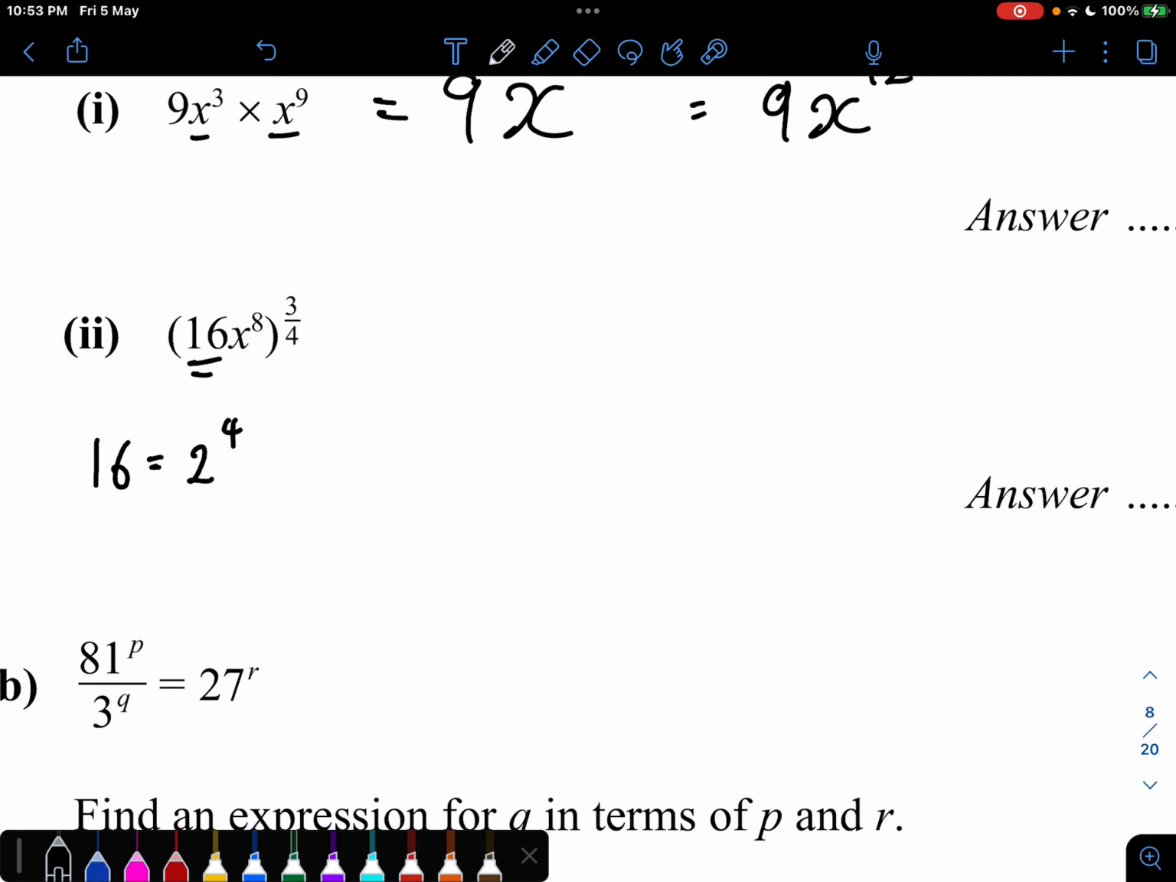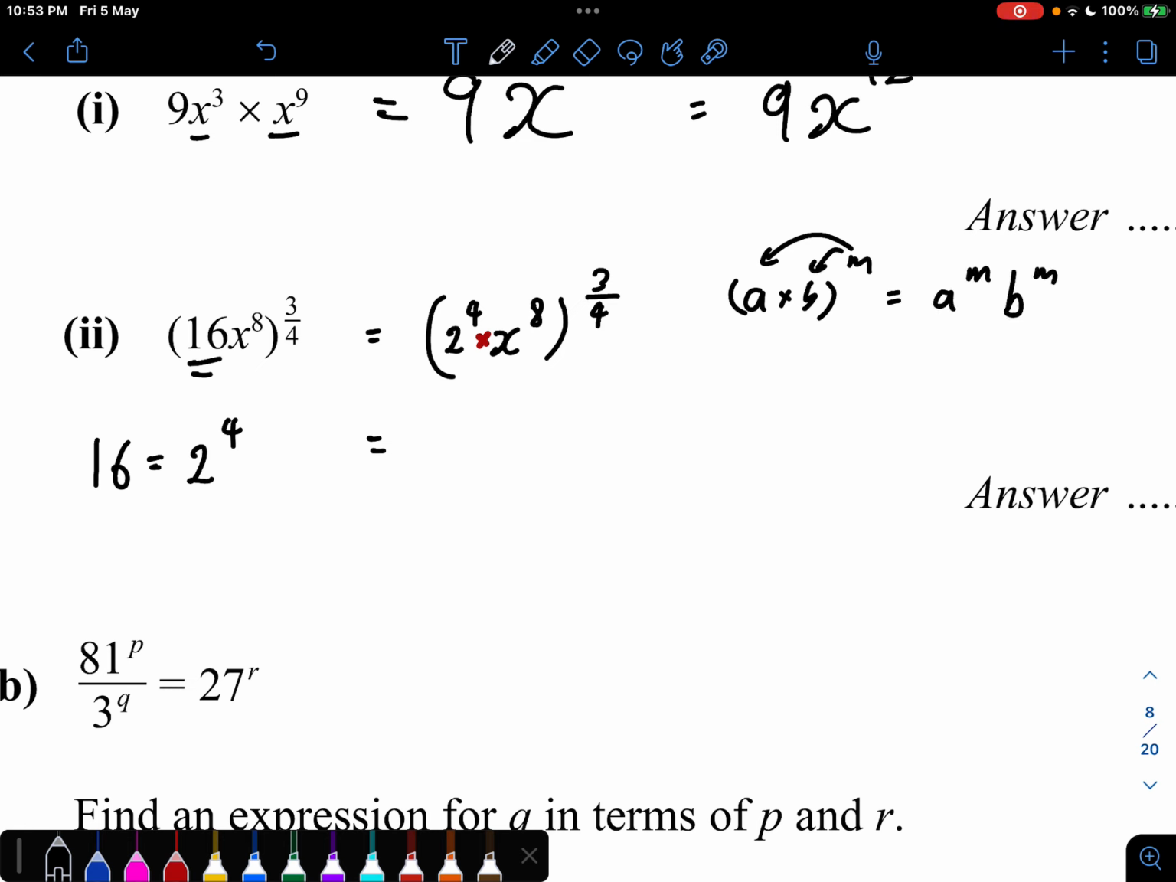Okay, now that we know 16 is 2 power 4, we can substitute in. So first step is to prime factorize first. Bracket power 3 over 4. So what happens here is you should realize that there's an invisible multiplication going on here. Okay, I'll just write the times like that. So when you have a times b to the power of m, you can distribute the power. So a power m times b power m. Okay. So in that case, you can distribute the 3 over 4 into each of those powers.